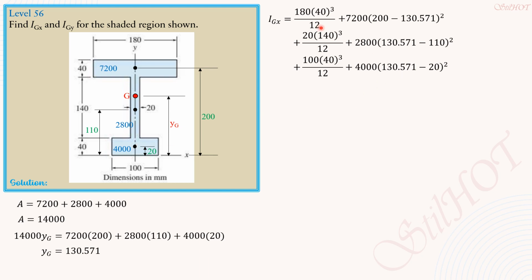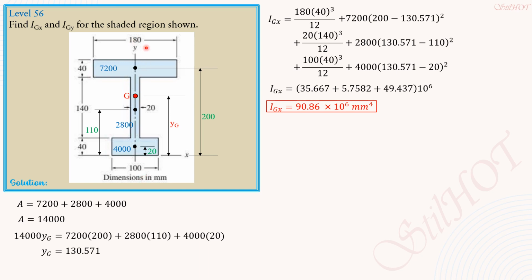Expressing the answer in 10 to the 6, the first is 35.667, the second value is 5.7582, and the third 49.47, times 10 to the 6 mm to the fourth. Then combining, IGX is equal to 90.86 times 10 to the 6 mm to the fourth. Why is the answer reported in that manner? It's because the moment of inertia is usually expressed in scientific notation times 10 to the 6. But you can make the answer 9.086 times 10 to the 7 if you want. But let's just have that as our final answer.